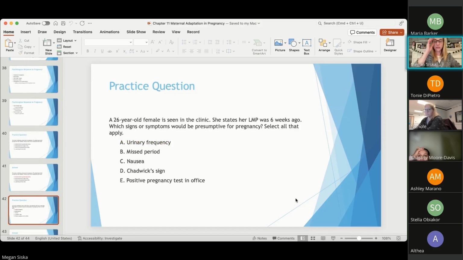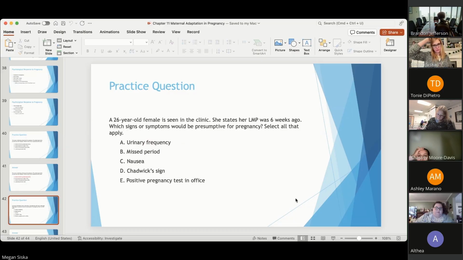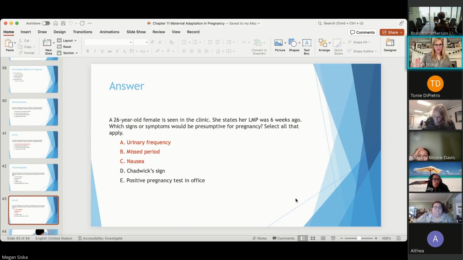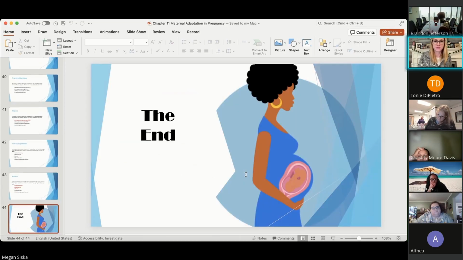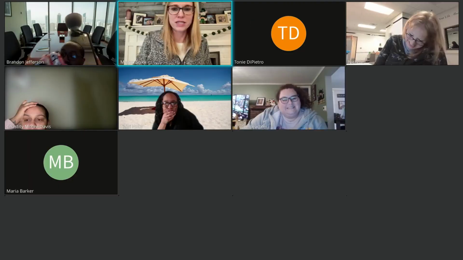All right, a 26-year-old female is seen in a clinic. She states that her LMP was 6 weeks ago. Which signs and symptoms would be considered presumptive for pregnancy? You can select all that apply. A, B, and C. Hey, good job. So Chadwick sign and positive pregnancy test in the office would be your probable signs. The end. We did it. Hooray.